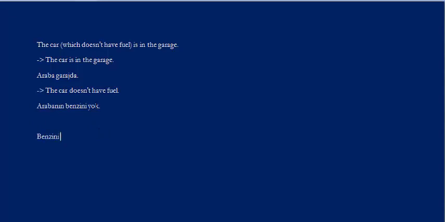Now, yok or var, you don't use them, okay? You have to use the verb to be, which is olmak. Now, olmak is used with var, to be, right? And just make it negative for yok. Pretty logical, right? Not to be. So this is to be, olmamak, not to be. Now you just delete this one and olmayan. Benzini olmayan.